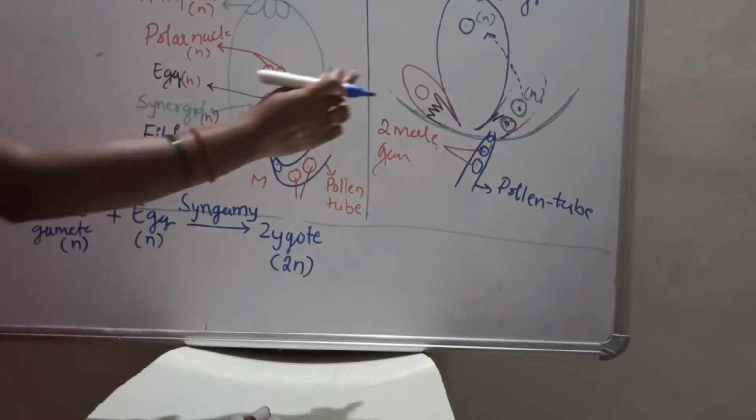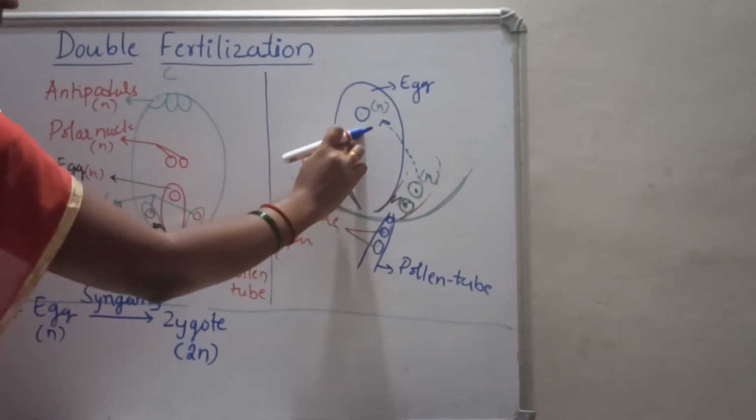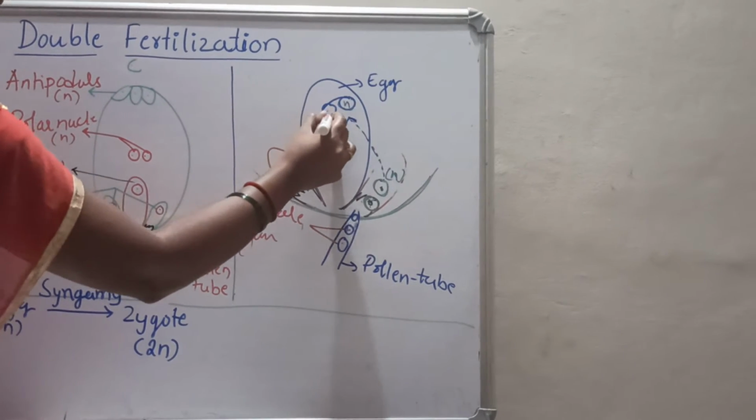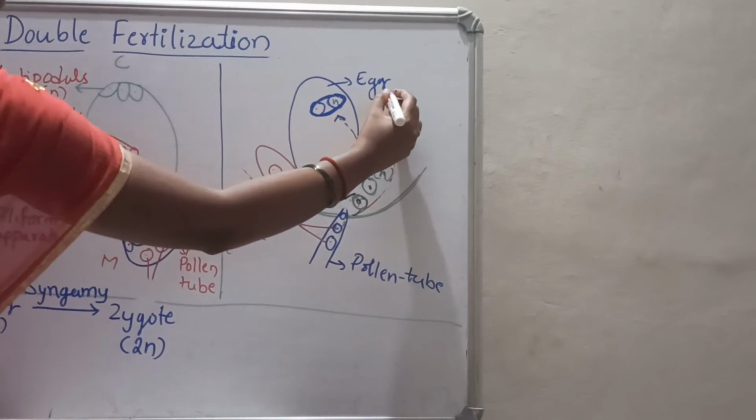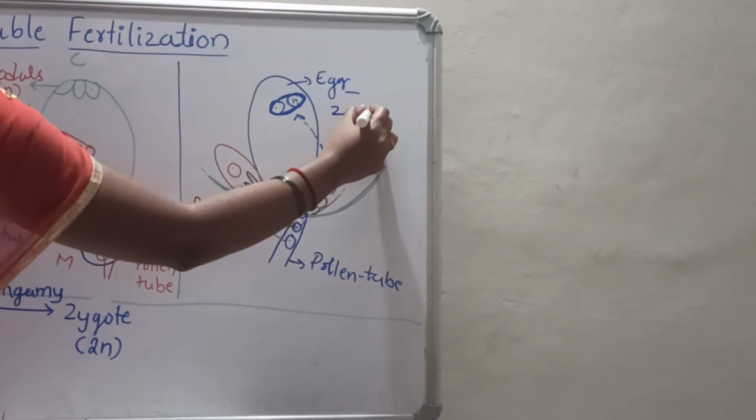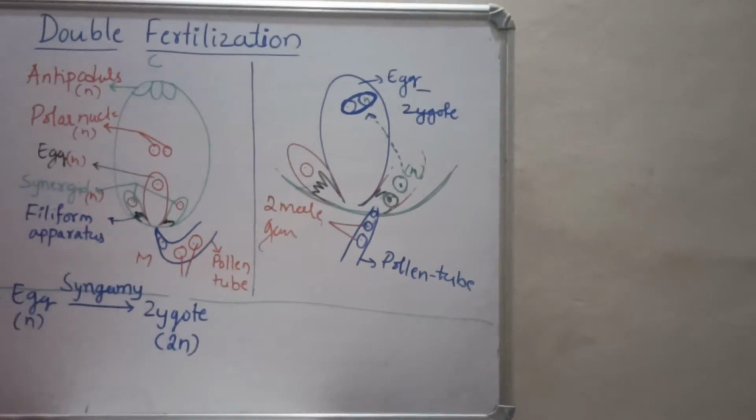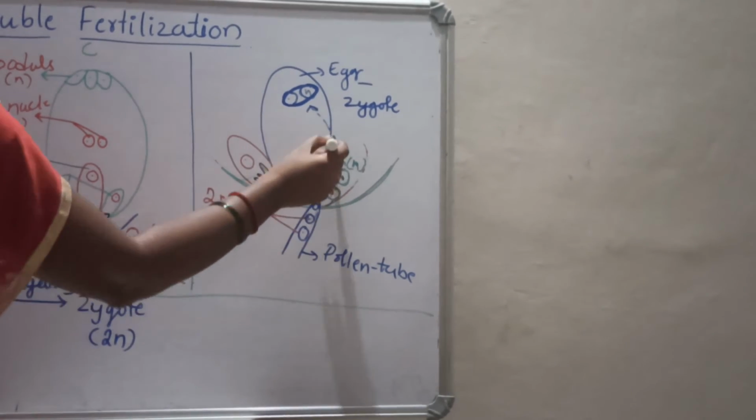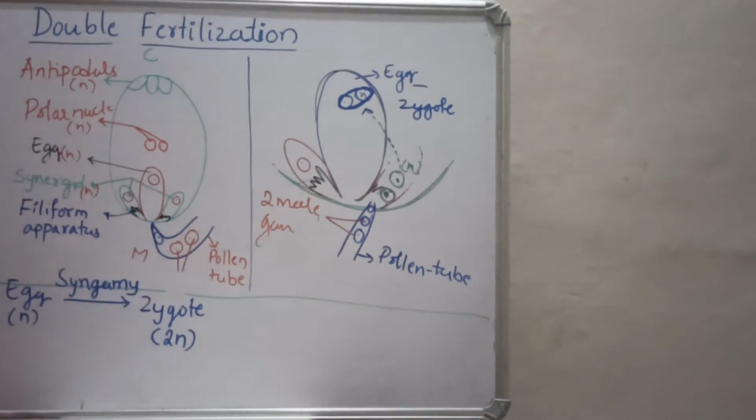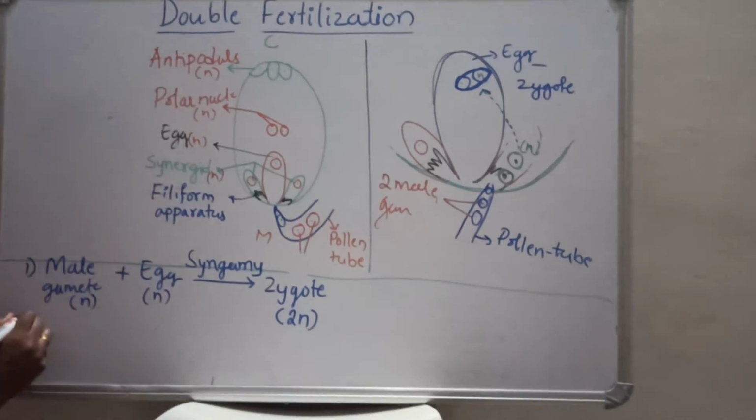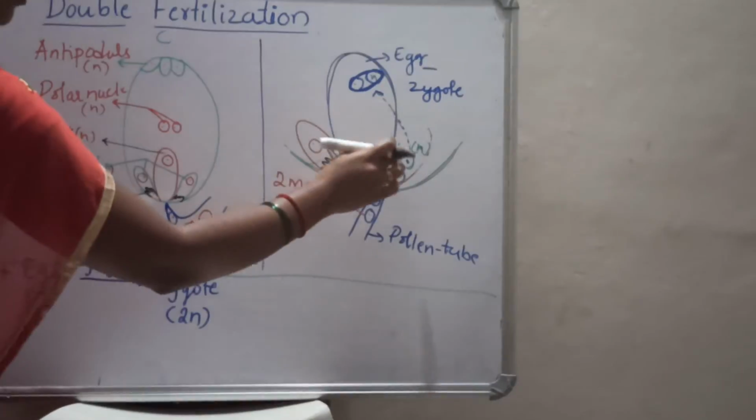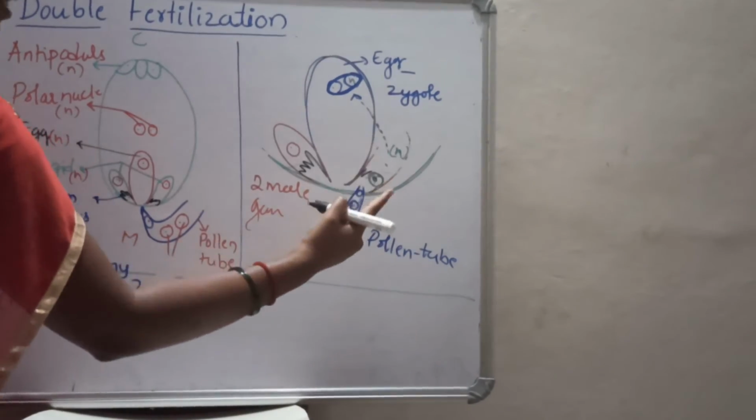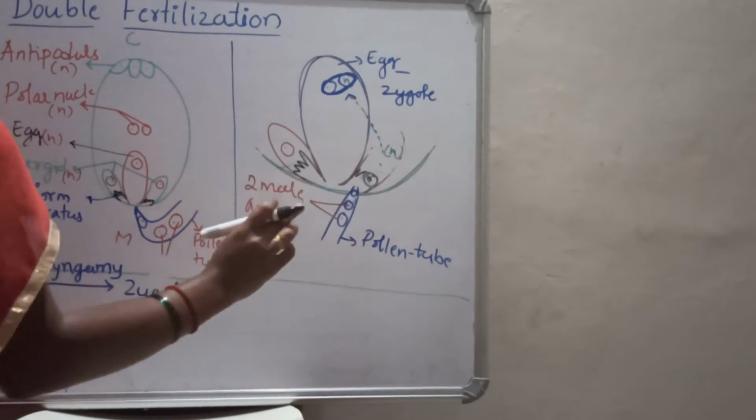Here the first male gamete fuses with the egg cell, and both haploid gametes get fused. It means they produce a diploid cell, which is called the zygote. The egg cell becomes the zygote. Then, in the second step, one male gamete has already fused with the egg nucleus, and the one remaining male gamete is present in this synergid cell.